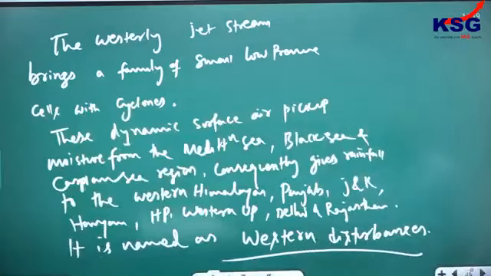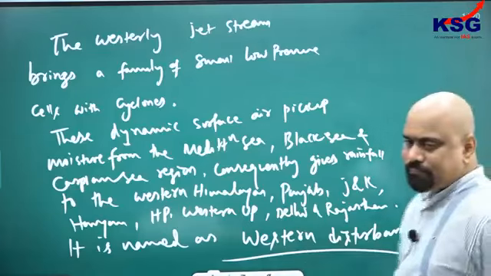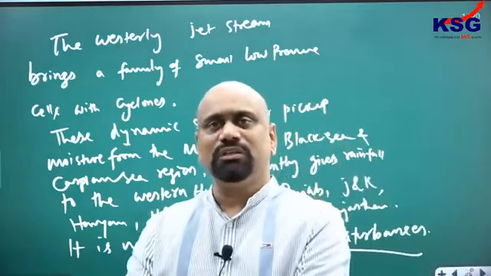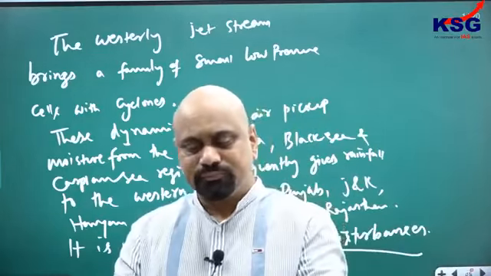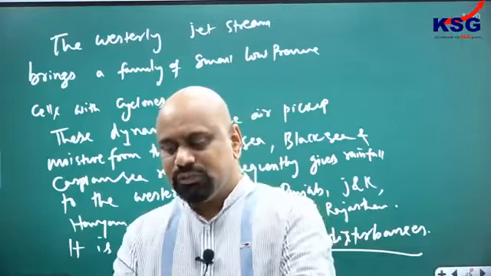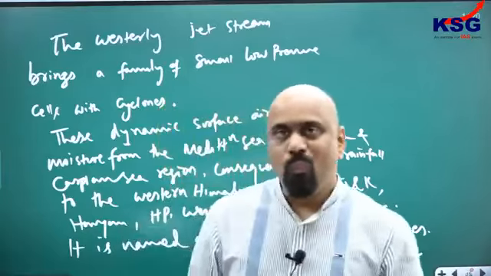Again I am saying, these dynamic surface circulations pick up moisture from the Mediterranean Sea, Black Sea, Caspian Sea region, and consequently give rainfall to the Western Himalayas, Punjab, Jammu and Kashmir, Haryana, Himachal Pradesh, Western UP, Delhi, Rajasthan. This is called the western disturbances. So western disturbances are due to this. So this jet stream theory, you got it? Now we'll look at El Nino.